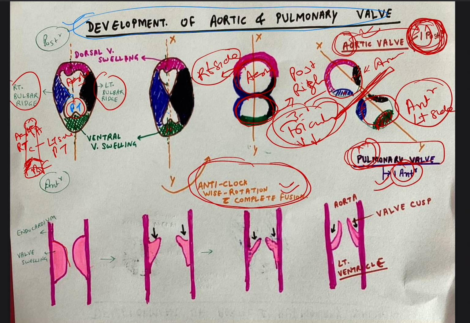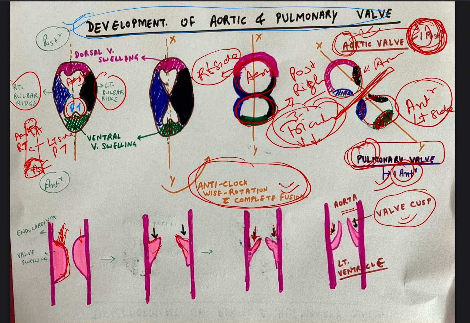First of all, there is valve swelling. Simple. This valve swelling starts thinning, and because of this thinning and hollowing, they start hanging upon this lumen. Finally, more hollowing and more thinning occur, and finally these swellings form valve cusps.